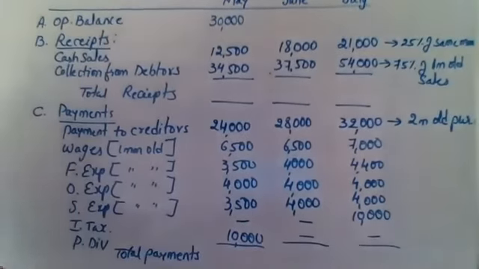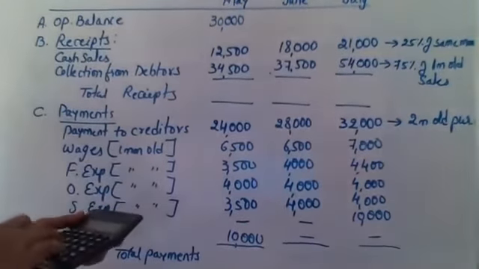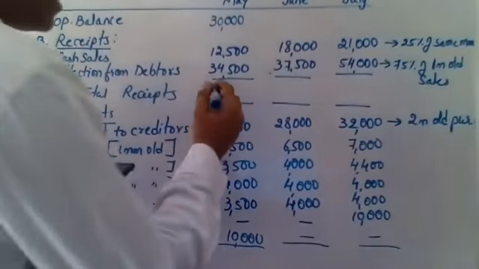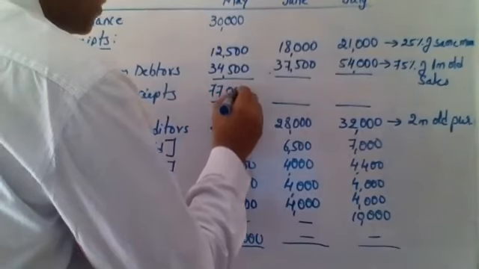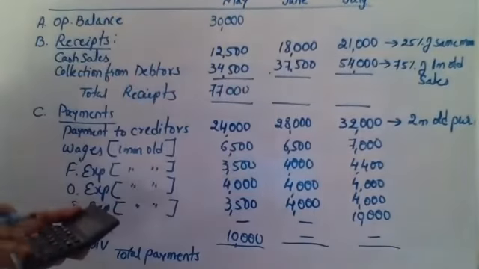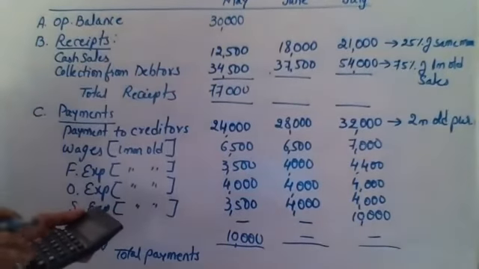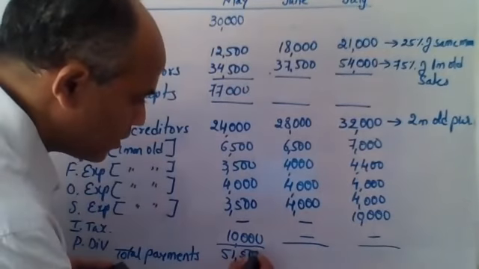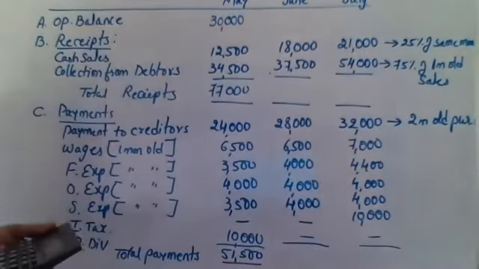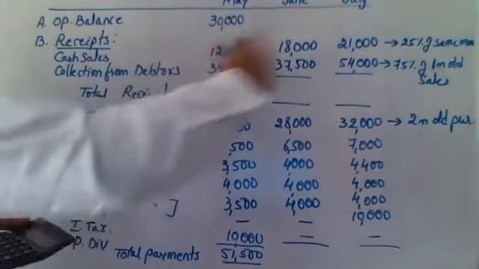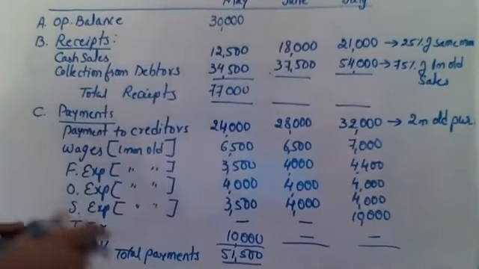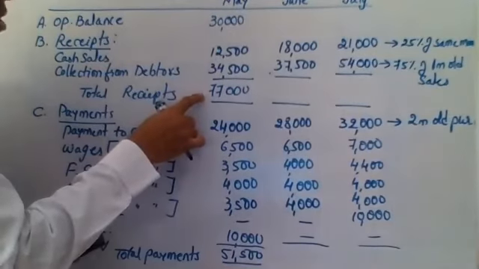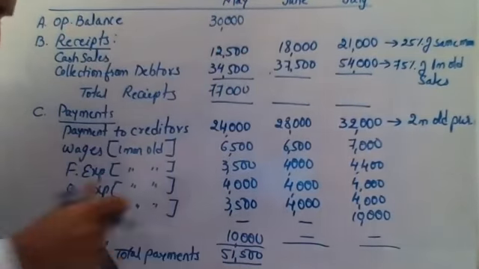I'll take the help of a calculator. So this is 30,000 plus 12,500 plus 34,500. This is 77,000 is the total. It's 24,000, 6,500, 3,500, 4,000, 3,500, and 10,000. Gives me 51,500. So guys, you cannot do it simultaneously like what we have done so far. You have to do it month-wise. Opening balance plus receipts, so total 77,000, minus total payments 51,500.